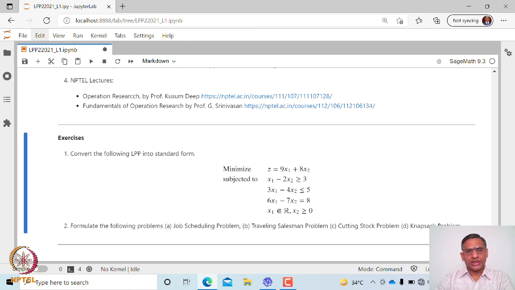In the next class, we are going to look at how to solve linear programming problems using the graphical method. Whenever you have a problem which involves only two variables, and of course if it is a reasonably small problem, it can be solved using the graphical method. So that we will look at in the next lecture.